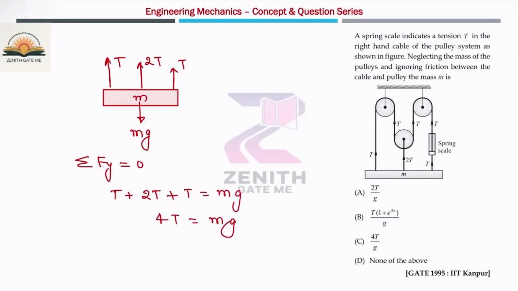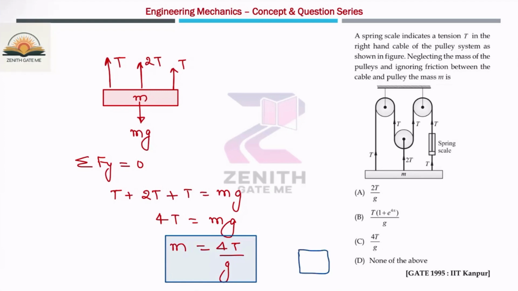So can I write M is equal to 4T by g? Okay, and that you have to calculate. So the correct answer for this problem is M is equal to 4T by g, means option C. Okay, so I have covered the questions based on the coplanar force system.